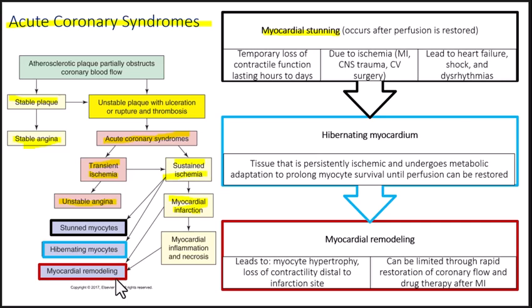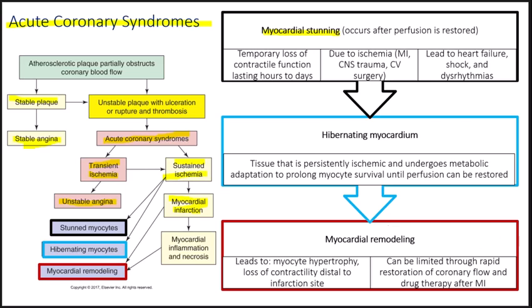Next up is a hibernating myocardium or hibernating myocytes, which can be caused by, as well, sustained ischemia. A hibernating myocardium refers to tissue that is persistently ischemic, and it undergoes a metabolic adaptation in order to survive, in order to prolong myocyte survival until perfusion can be restored. So it hibernates temporarily, hoping to survive. Restoring adequate perfusion to the myocardium, so there are different revascularization therapies that can be done in a medical environment, can help restore blood flow so that these hibernating myocytes don't die.